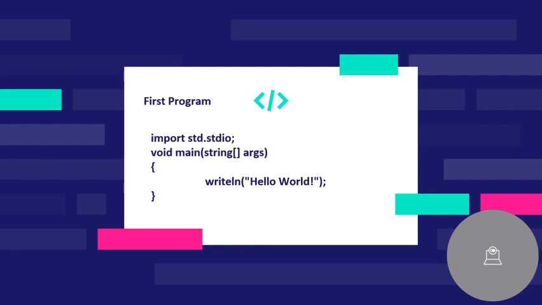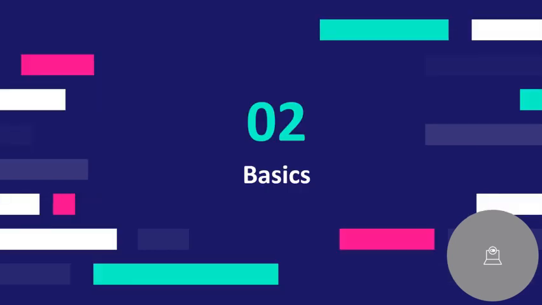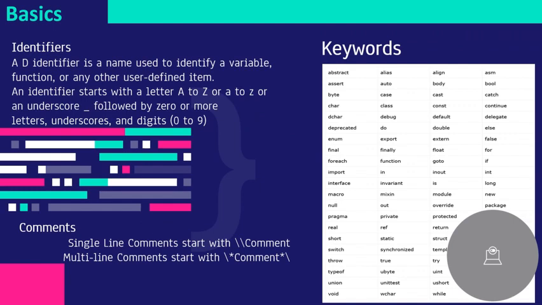So here is our first program. We usually begin with hello world in each programming language. Notice how we import the std.stdio module and use the writeln function to output text. This example will help us start exploring the syntax and functionality of the D language. So first of all, let's move to the basics of D.